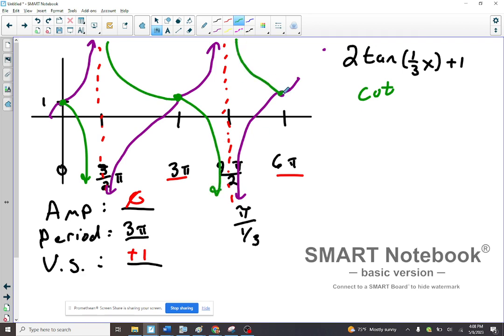Are you going to give us a cotangent? How would you get the asymptotes for 2 periods? You have 1 period, you multiply by 2. I'll just use it here so I don't keep erasing. I figured out the period's 3 pi.